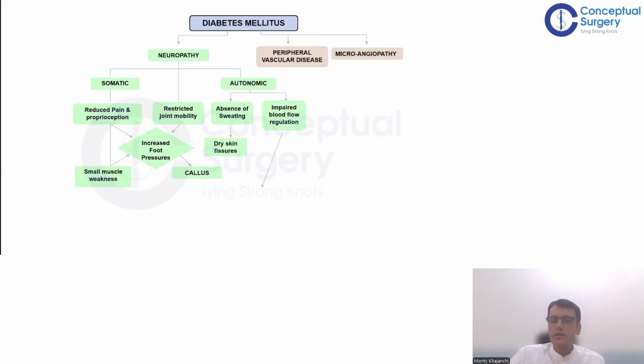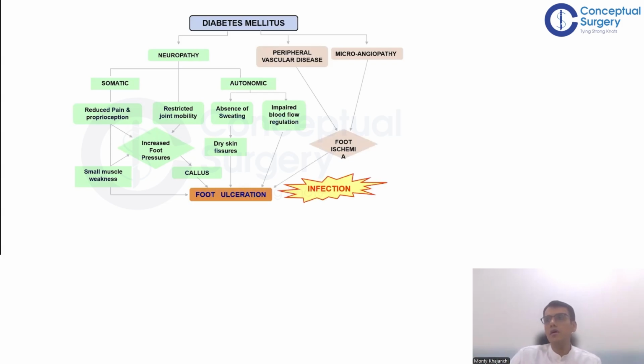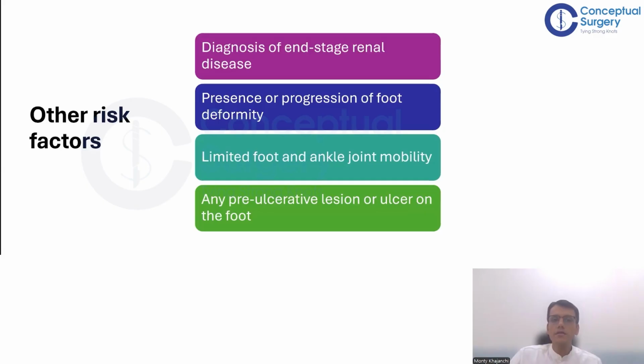Absence of sweating causes dry skin and fissures, as said. Then the vessels, or the microangiopathy, causes foot ischemia. All these together would lead to a foot ulceration. Any breach in the skin causes a high risk for infection. The other risk factors: you are more likely to have diabetic foot conditions if you have end-stage renal disease, presence of a foot deformity as we saw, limited foot and ankle joint mobility, and a pre-ulcerative lesion or ulcer on the foot. So which are these pre-ulcerative lesions?